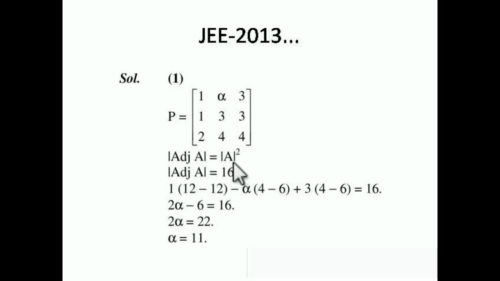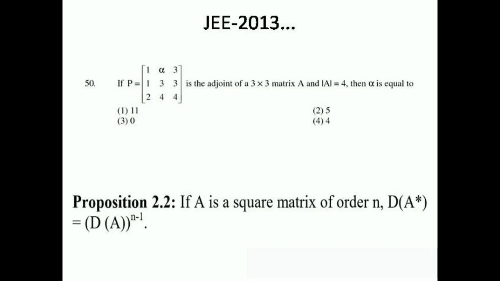Now we just have to find out the determinant of this. So 1 multiplied by (12 minus 12), then minus alpha multiplied by (4 minus 6), and plus 3 multiplied by (4 minus 6). So this becomes 0, this becomes minus 2 into minus alpha, that is 2 alpha, and this becomes 3 into minus 2, that is minus 6, is equal to 16. So 2 alpha is equal to 22, so alpha is equal to 11. This is my right answer. So alpha is equal to 11, that is option number 1 is my right option.